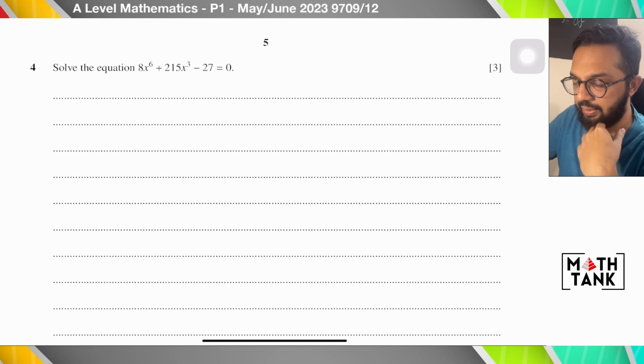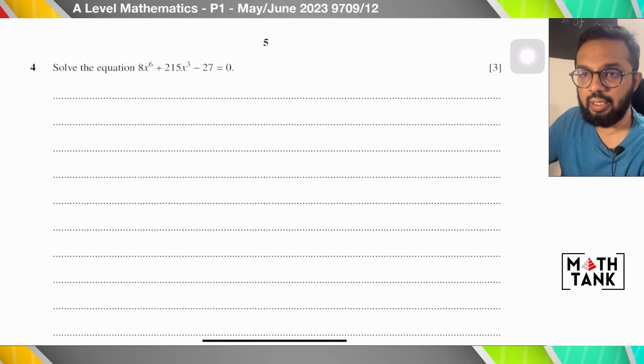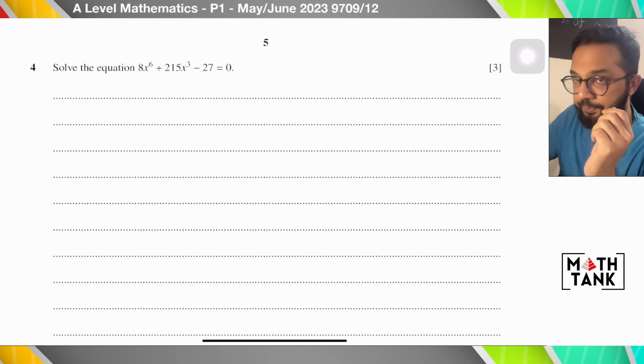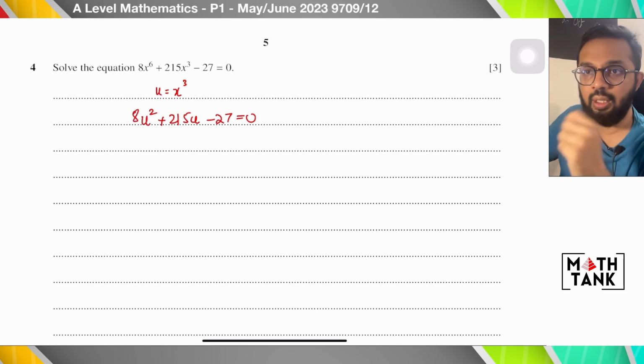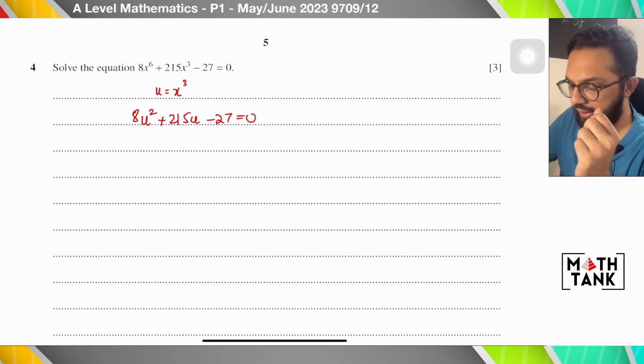Moving on to the next question, this is a disguised quadratic equation. I can see that the powers are not in the form of the exact quadratic, but they are essentially in that order where I could convert it into a quadratic by simply taking a substitution u equals x cube. So the central term would become 215u. The last term doesn't even have an x, and this would actually become 8u squared, because when x cube is squared, it becomes x power 6. So I then have a quadratic.